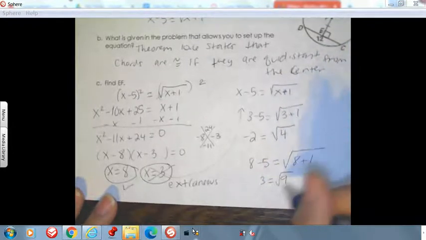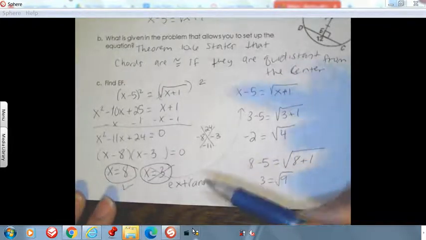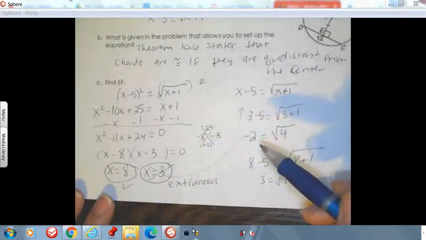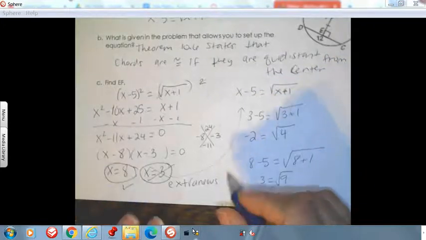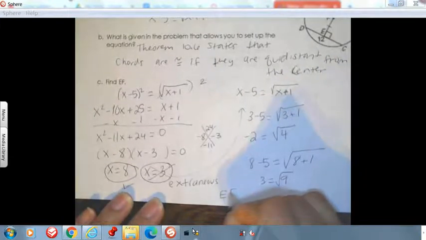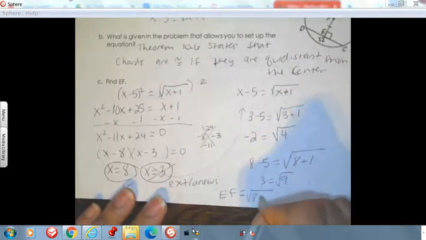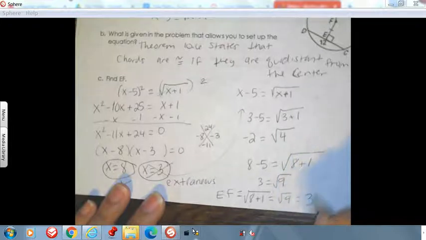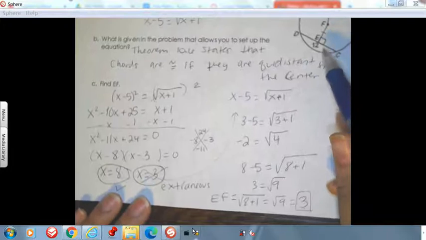So the final answer is, if x is 8, then you can substitute that back in to find out what EF would equal. EF was the square root of x plus 1, and x is 8, so we just do the square root of 8 plus 1. Since that would be the square root of 9, the final answer is 3. Three units is what EF would be, and the same goes for GF as well.